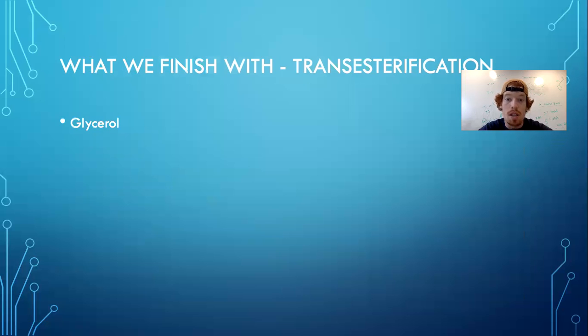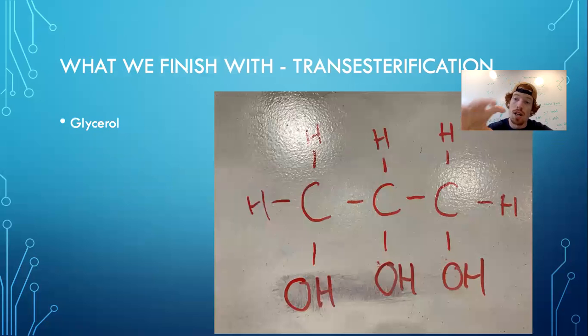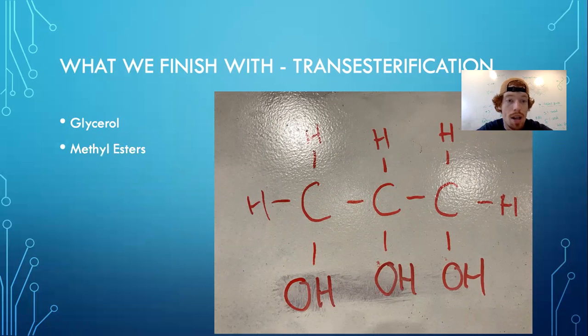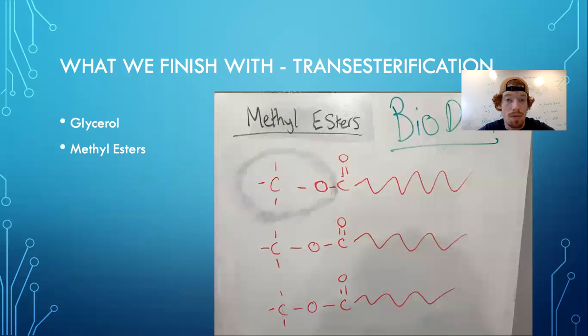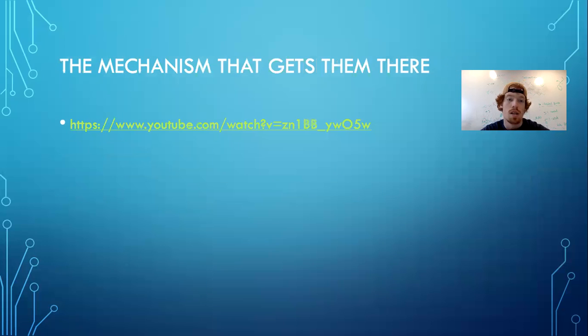What we finish with is glycerol, which is this little propane chain. If you turn that sideways, we just replace those hydroxyl groups with fatty acids to make the triglyceride, and methyl esters, which is the fatty acids that were cut off of this glycerol backbone. So they look like that. As you can see, those are three separate, not connected fatty acids. Nice. Okay, so here's the mechanism that gets them there.